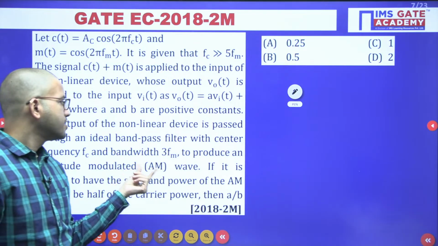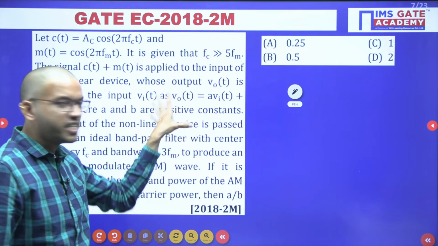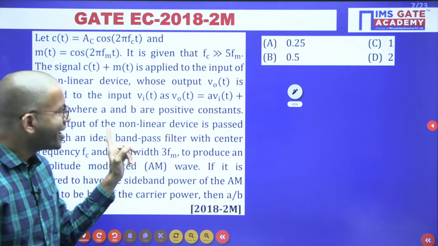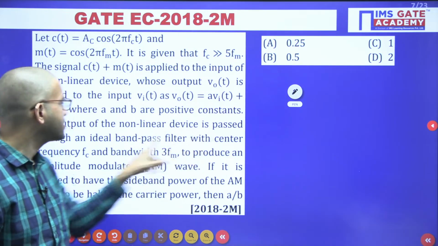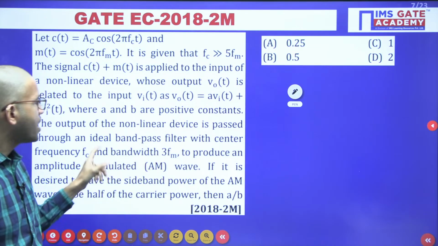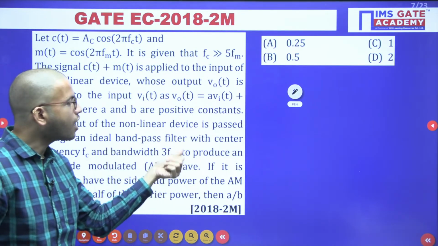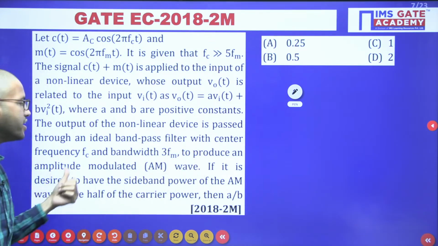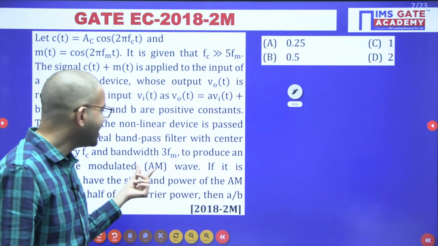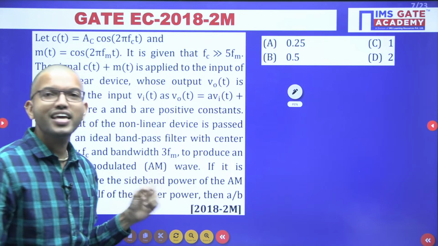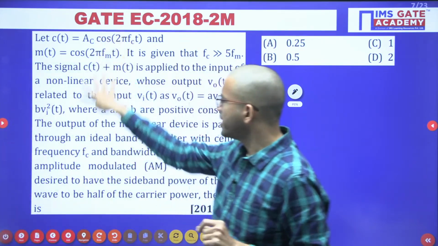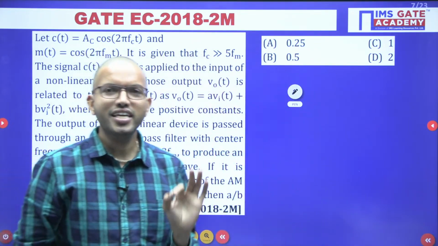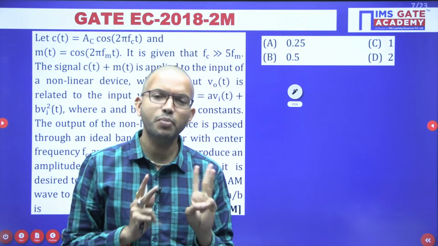See here, for the nonlinear device they have given the input signal as c of t plus m of t, and the output of the nonlinear device is passed through an ideal band pass filter. And what is the main objective? The output of the band pass filter should produce an amplitude modulated wave. That means the hint in this question is the AM wave. Everything they have mentioned here is related to AM generation. So whenever you have an amplitude modulated signal, it will have 3 frequency components.